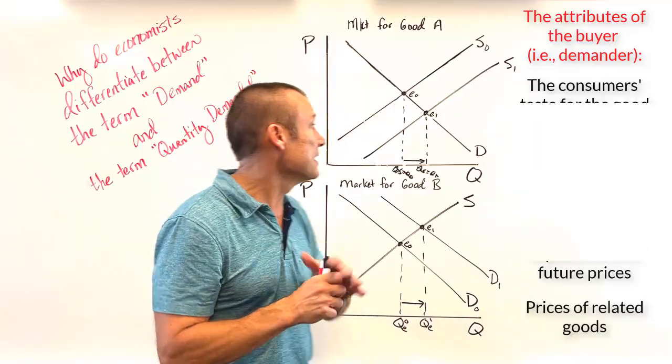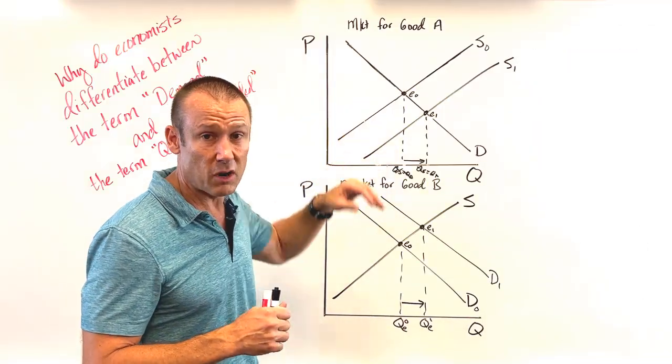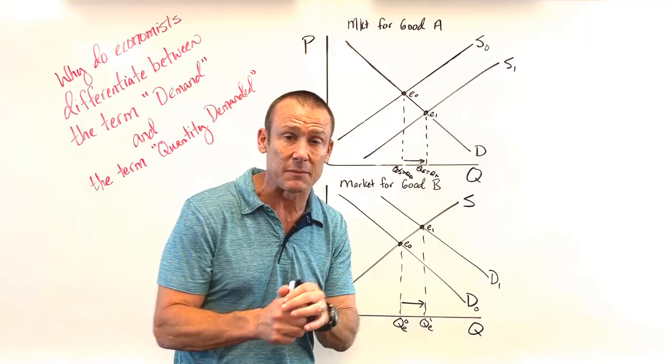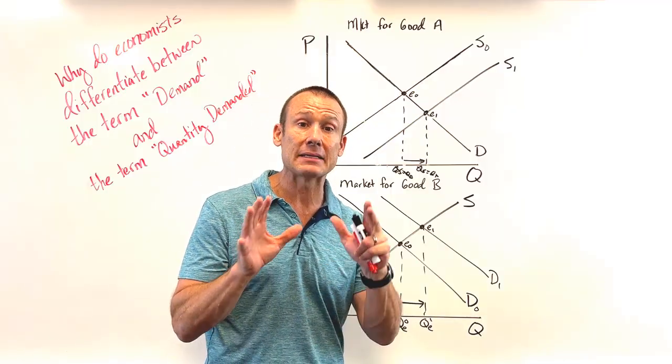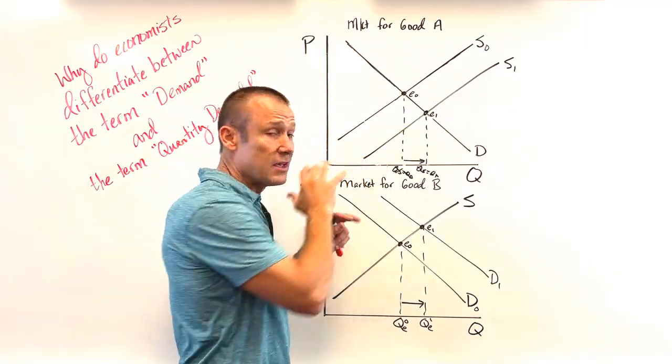They have not changed in this particular market. All the attributes of the demander are the same. Demand has not changed. That's right. In this graph, demand did not change.